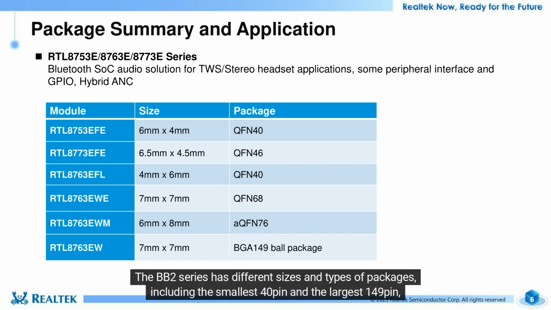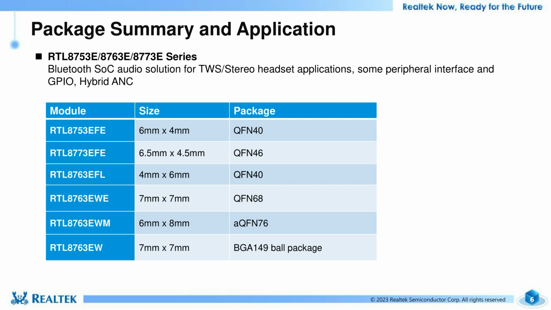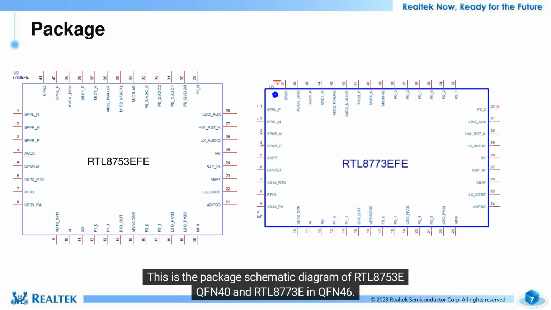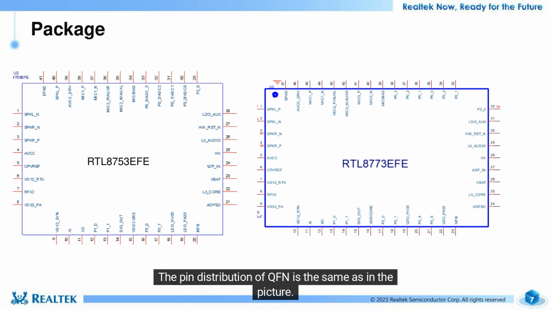The BB2 series has different sizes and types of packages, including the smallest 40-pin and the largest 149-pin, and the package types include QFN and BGA. This is the package schematic diagram of RTL8753E QFN40 and RTL8773E in QFN46. The pin distribution of QFN is the same as in the picture.